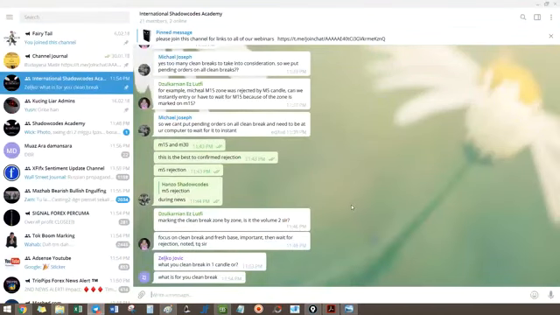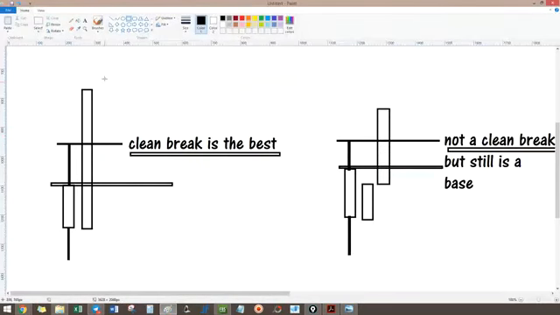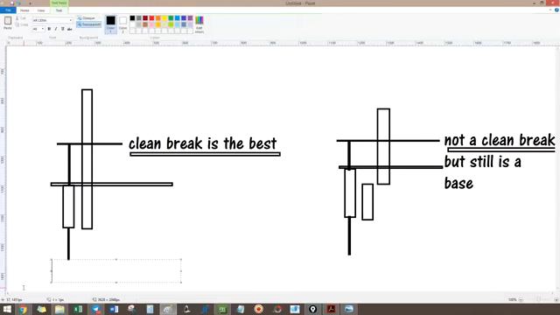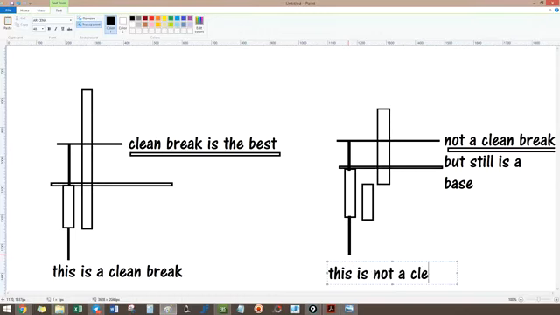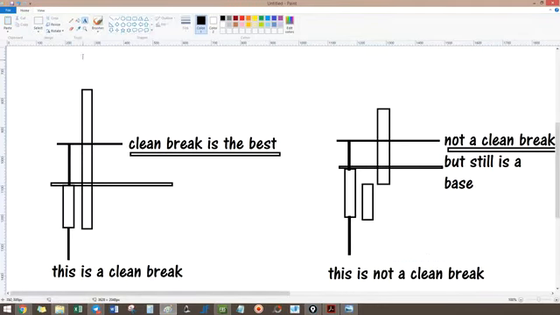Okay, what is a clean break for you? Oh, this is a clean break. This is a clean break. This is a clean break. This is not a clean break. This is not a clean break. A clean break. Okay, let me make it more colorful.